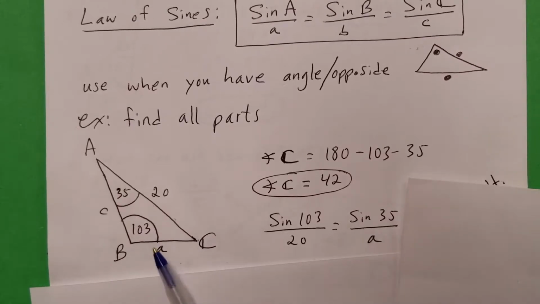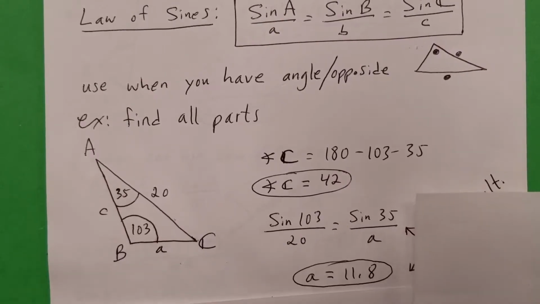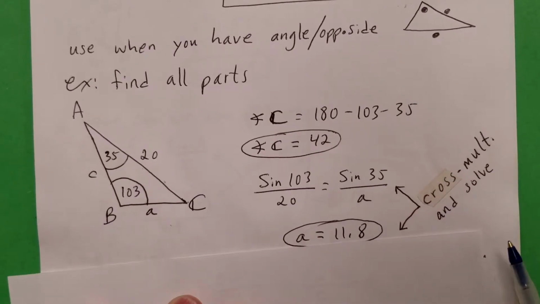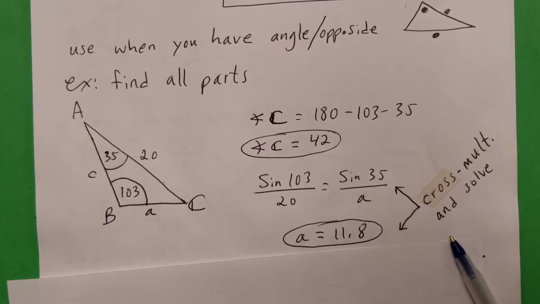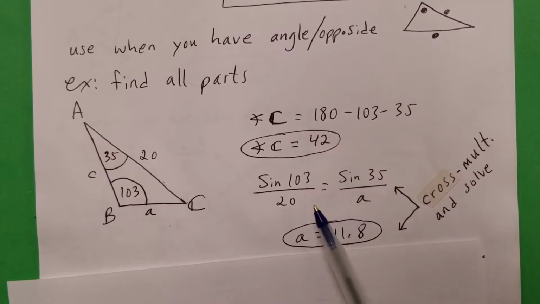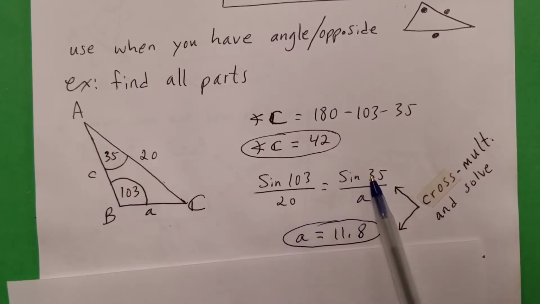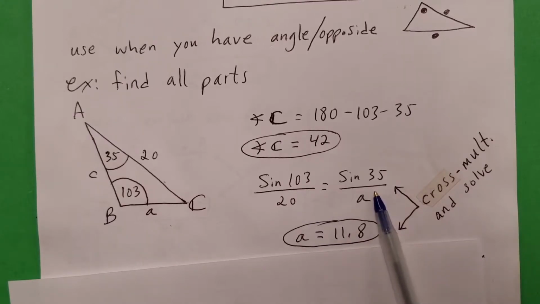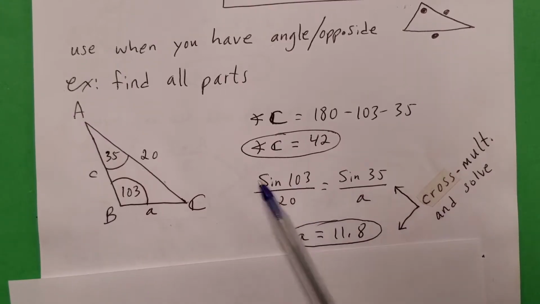I decided to get A first, but I could have gotten C first as well. It doesn't matter which one you get as long as you set it up correctly. So if you cross multiply and solve, I skipped the solving steps, but I'm sure you know how to solve an easy proportion. Hit the calculator. 20 times sine 35 equals sine 103 times A. Set up the equation and solve it. So cross multiply and solve, and you get A is 11.8.